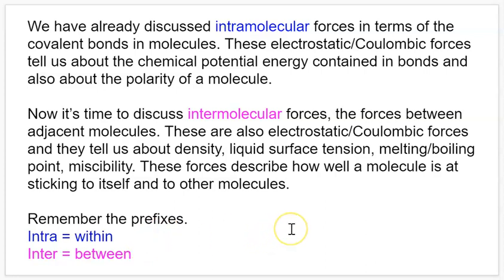We know that water has a good tendency to stick to itself, and this is based off of the intermolecular forces. And this is also an electrostatic or Coulombic force, but instead of talking about the bonds themselves, the intermolecular forces have a large impact on the macro scale properties of the substance, like the density, the liquid surface tension, the melting or boiling point, the miscibility, which is the tendency of the substance to mix with other substances. And overall, these forces describe how well a molecule is at sticking to itself and to other molecules.